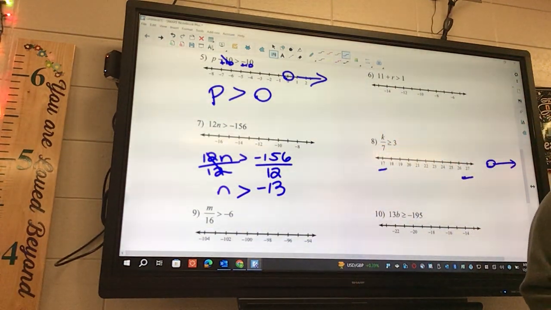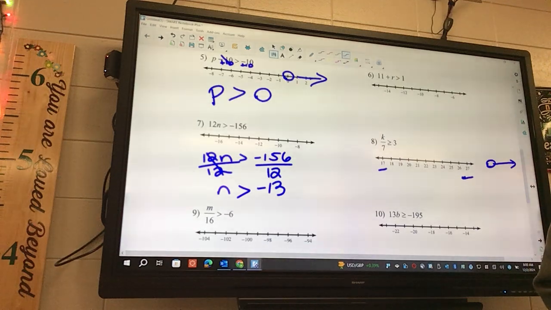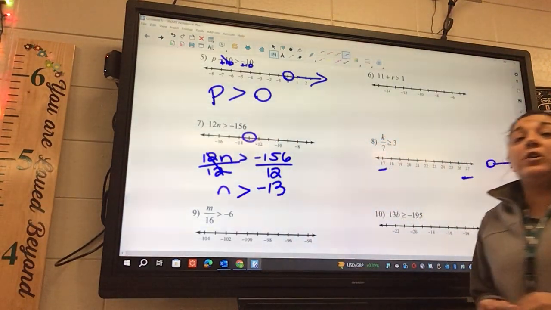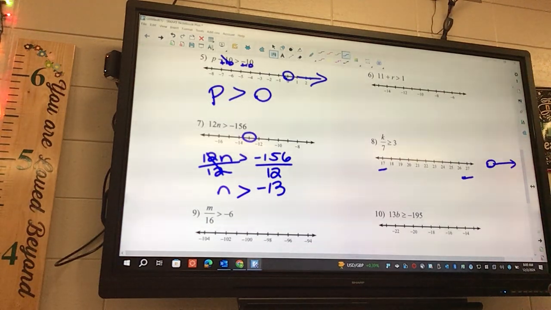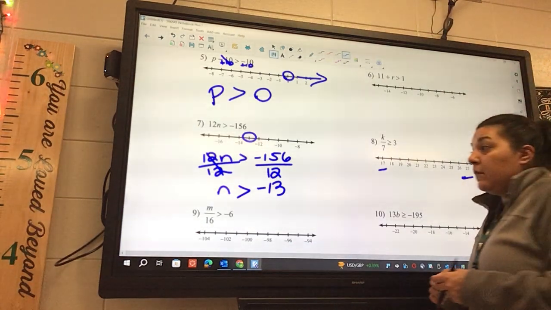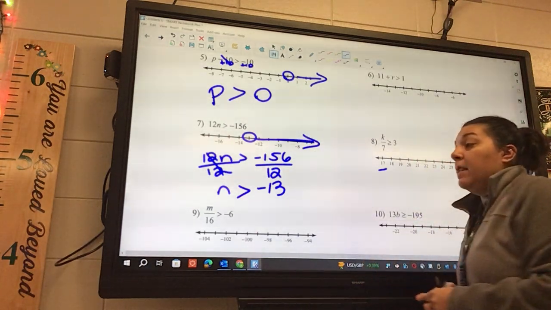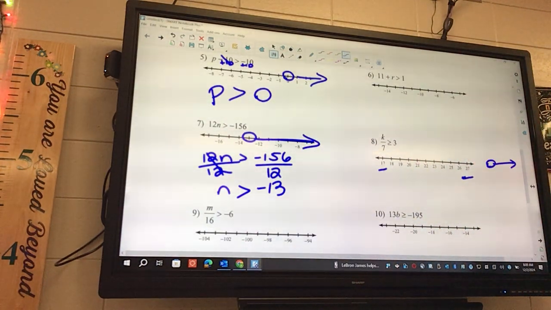So on the 13, is it going to be open or closed? Open. Going which way? To the right. It says n is bigger than negative 13.